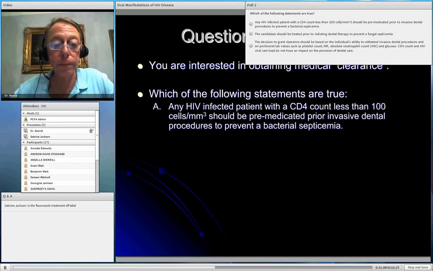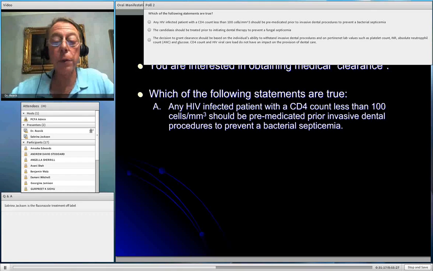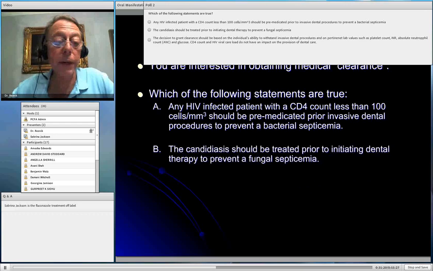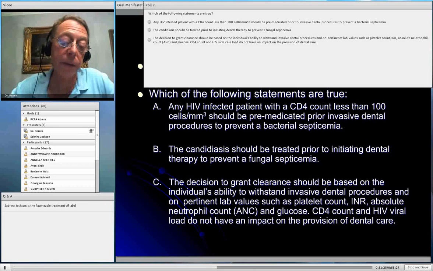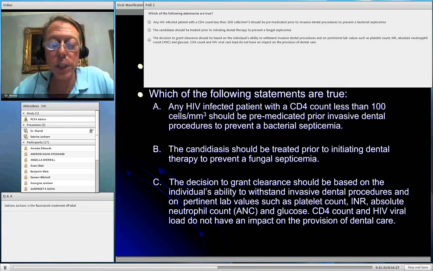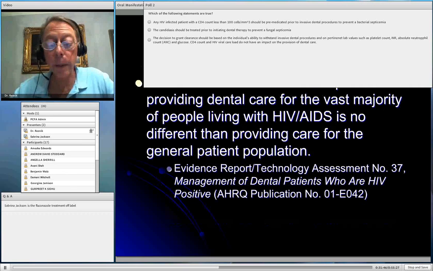A, any HIV-infected person with a CD4 count less than 100 should be pre-medicated prior to invasive dental procedures to prevent a bacterial septicemia. B, the candidiasis should be treated prior to initiating dental therapy to prevent a fungal septicemia. C, the decision to grant clearance should be based on the individual's ability to withstand invasive dental procedures and on pertinent lab values such as platelet count, INR if they're on Coumadin, absolute neutrophil count and glucose. CD4 count and viral load do not have an impact on dental care.